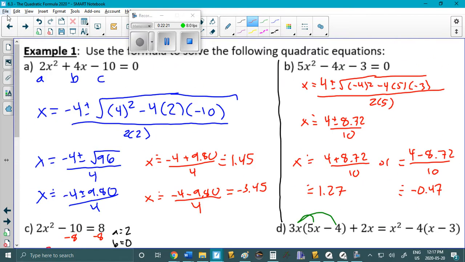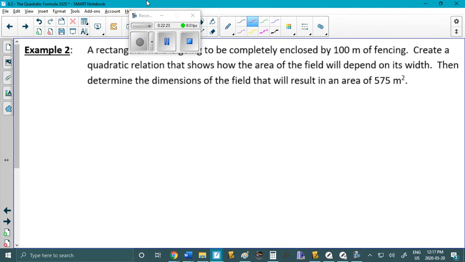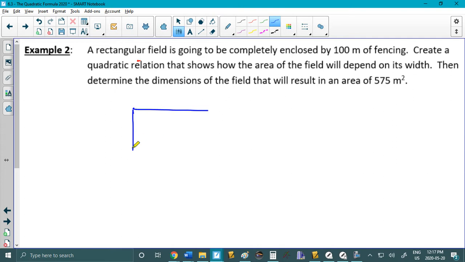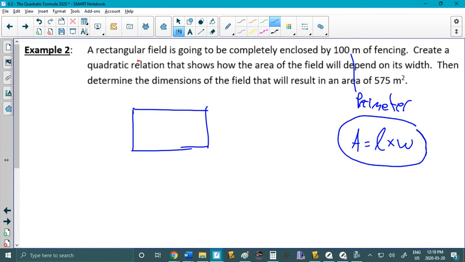Okay. Last one. So this is a word problem. This is the last thing we're going to do. A rectangular field. So right away, draw a rectangle. Is completely enclosed by 100 meters of fencing. So this is the perimeter. It's 100. Okay. Create a quadratic relation that shows how the area will depend on its width. So area is length times width. That's important to remember.